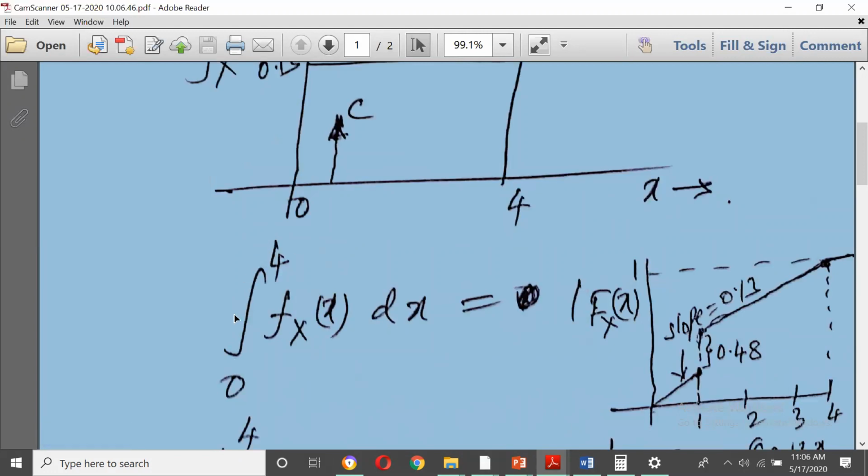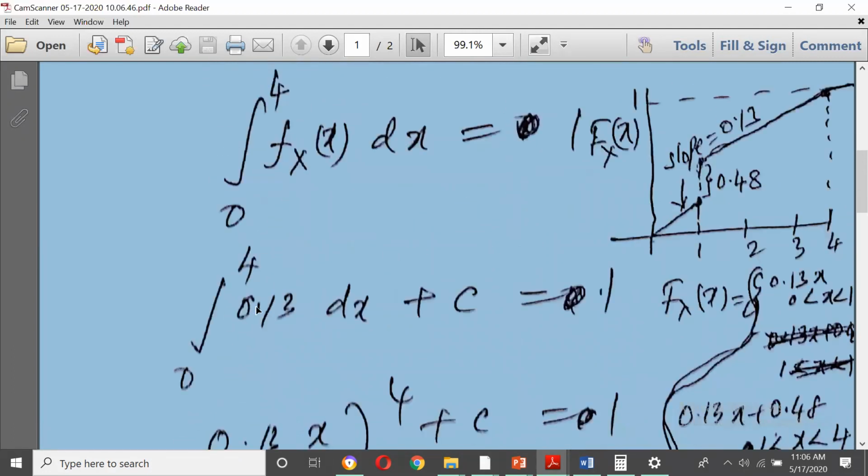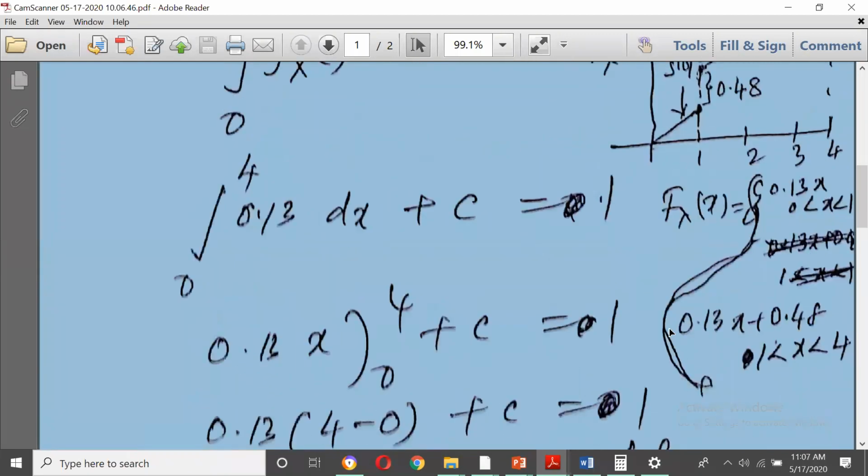Now this will become 0 to 5 in that particular numerical, and the integral of 0.12 dy from 0 to 5, plus c, equals 1. So 0.12 dy from 0 to 5 will give us the value. If you try to solve, you will get 0.12 into 5, that will be 0.60. So that will give c as 1 minus 0.60, that will be giving us 0.4. 0.4 will be the value of c.